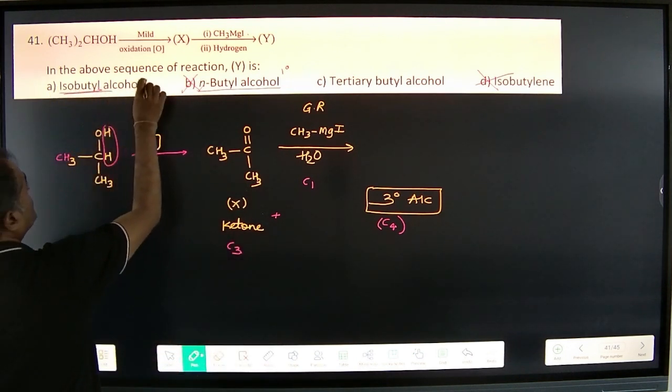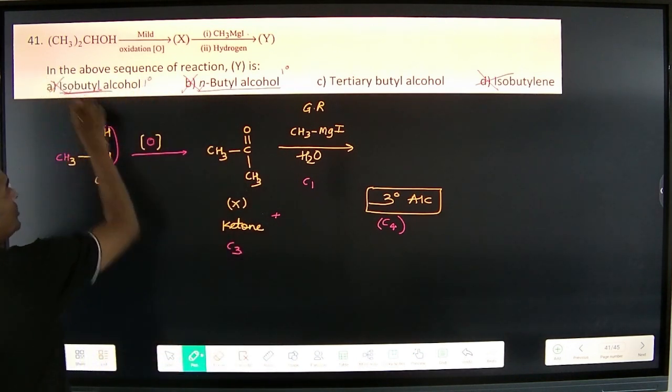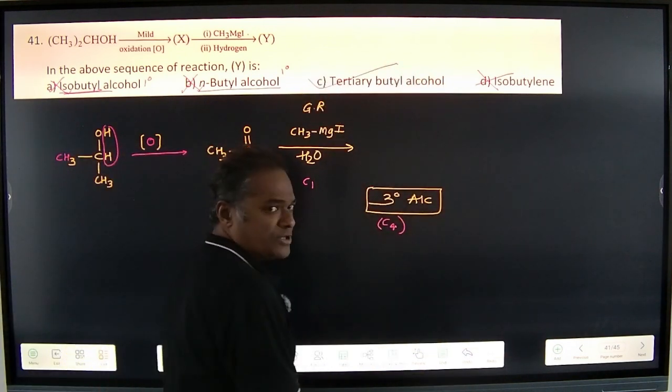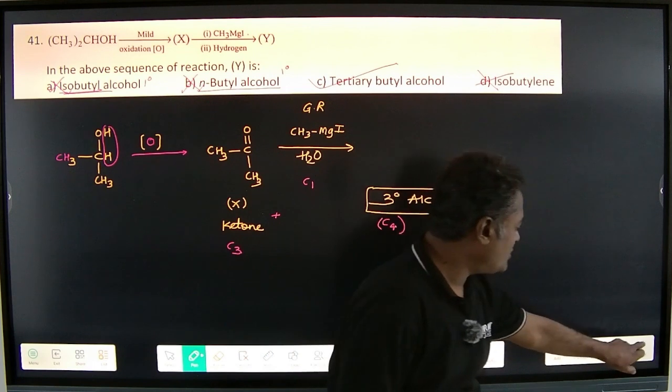Isobutyl alcohol is also a primary alcohol. This cannot be the answer. So, your correct answer is nothing but tertiary butyl alcohol. I hope this is clear, child. Let us take the next question.